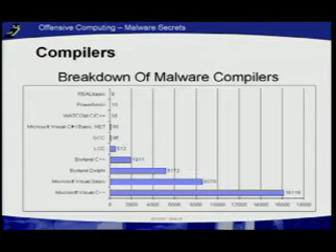So one of the interesting things we found is we could actually detect in a lot of cases what compilers are being used. And this is on a sample set of about 35 to 40,000 samples. So, you know, there's the results. Basically, Microsoft Visual C++ is the most commonly used compiler, but Visual Basic, Delphi, etc.